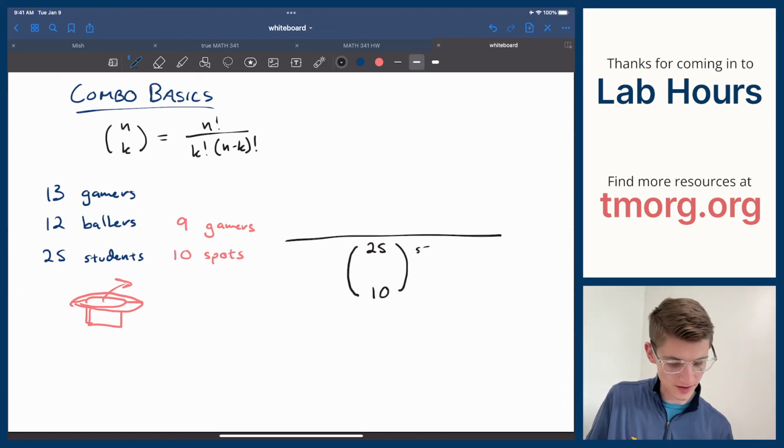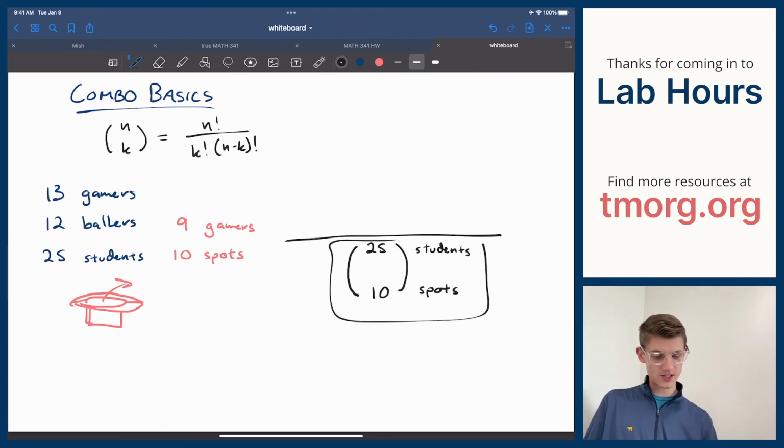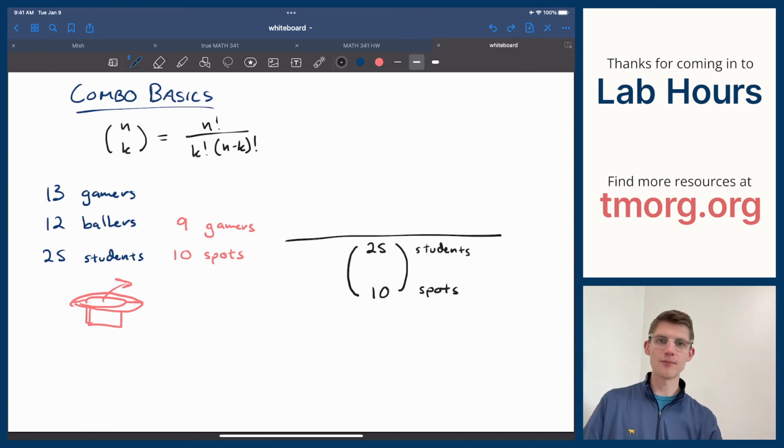Those are all of the possible unique student council makeups that we can have with this class of 25 people, right? So we have 25 students picked for 10 spots. This number you recognize is going to be quite large, hopefully. There are lots of different groups of 10 you could pick from a group of 25. But what do we do about the top? Well, let's think about that.